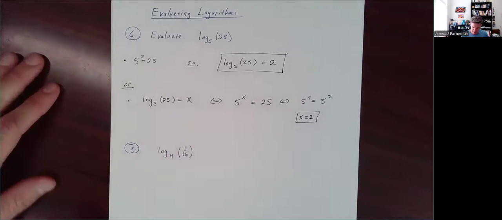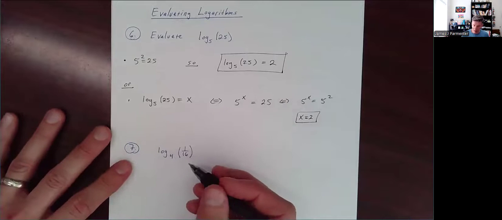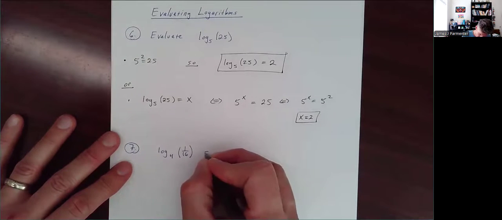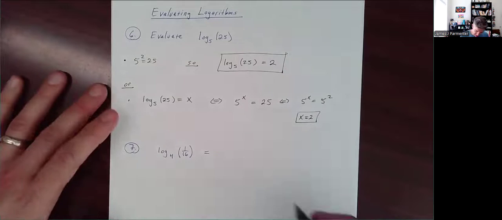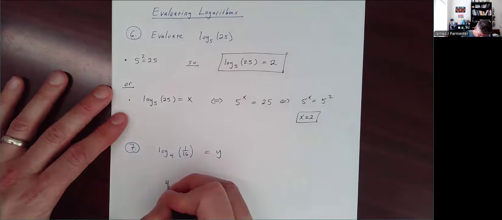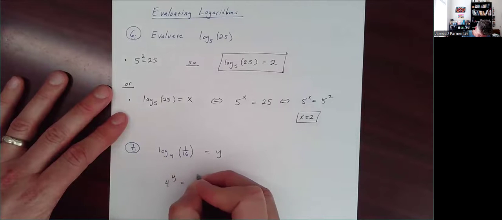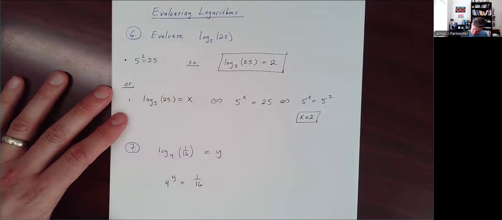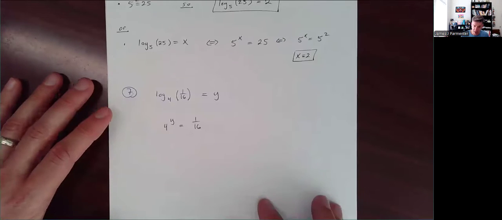Same idea here. This one, to me, I feel is less obvious. So I'm just going to start off by saying, let's call it equal to, let's use a different letter for the fun of it, let's call it equal to y. Then we're going to say that 4 to the y is equal to 1/16. That's my equivalent equation. And then I'm going to rewrite both sides as powers of the same base.